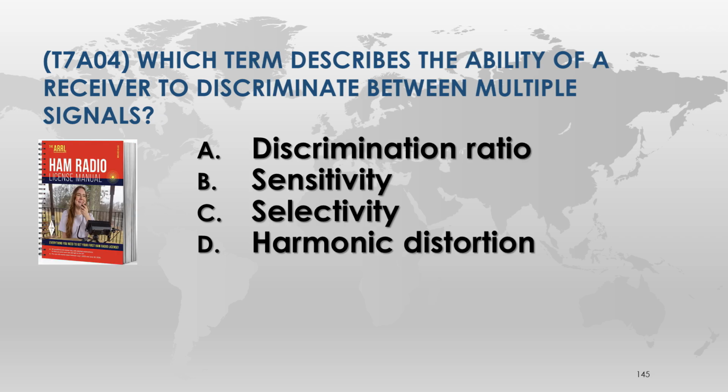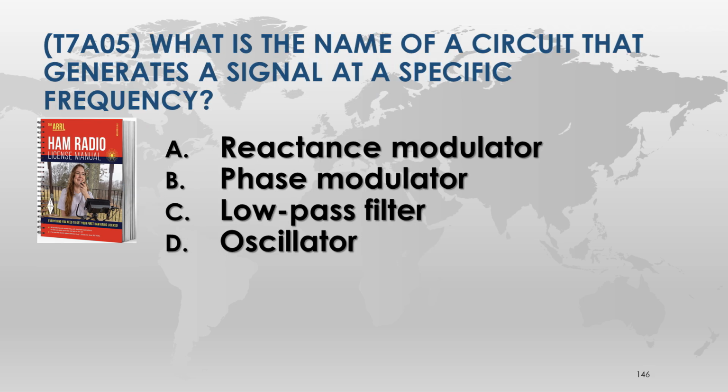Which term describes the ability of a receiver to discriminate between multiple signals? It's the opposite of sensitivity, right? Selectivity. What is the name of a circuit that generates a signal at a specific frequency? Delta. Anybody else? Filters don't generate signals, right? Modulators don't generate a signal, they impart data. So A and B are out and C's out. The only possible answer is D, Delta.